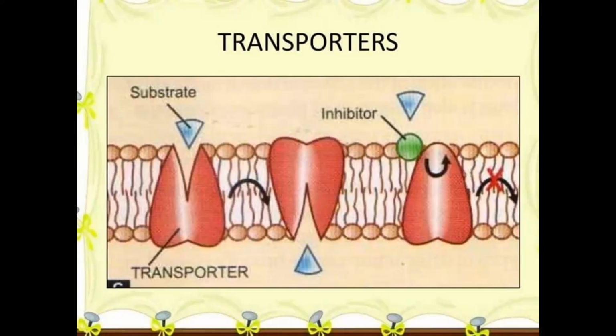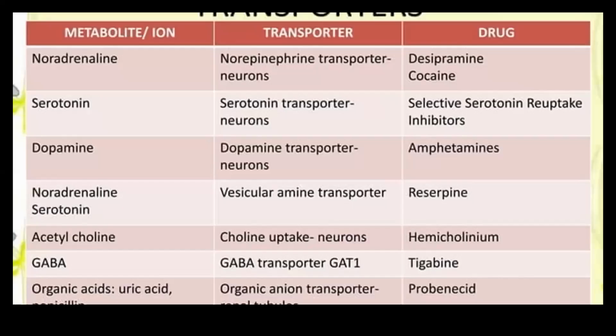If we are talking about an example, fluoxetine inhibits neuronal reuptake of 5-HT by interacting with the serotonin transporter, that is SERT. Okay. These are the examples of the transporter.